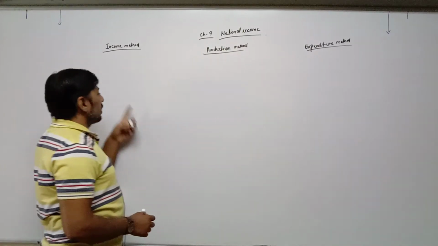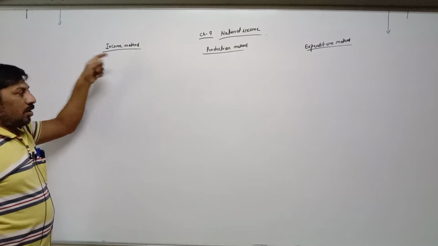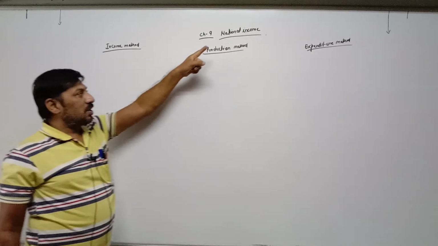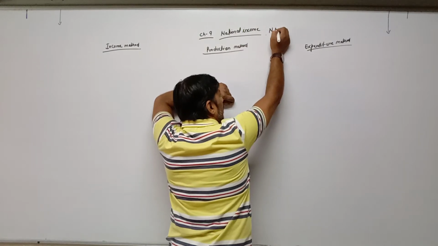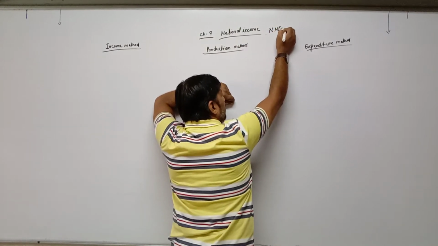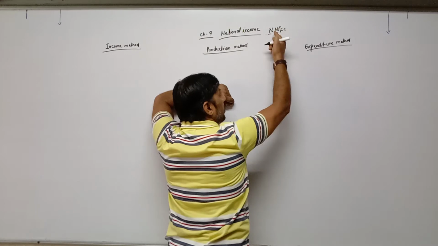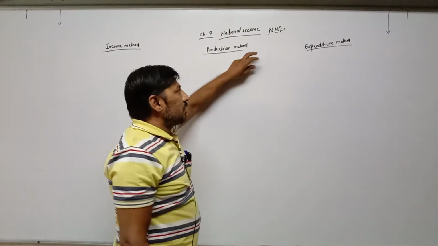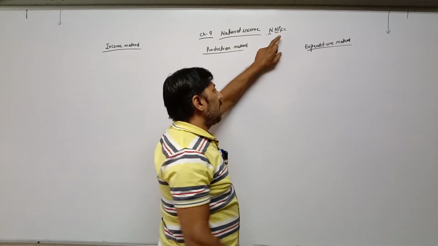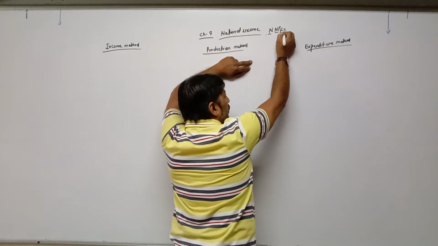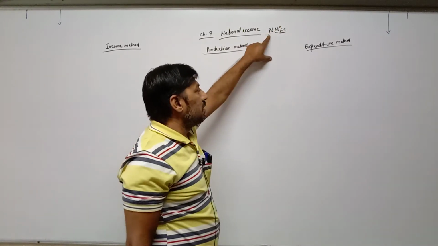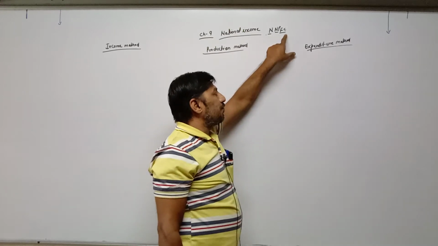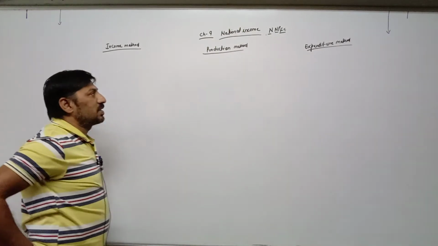Now first of all, the income method. What are the components of the income method for calculating national income? National income means NNPFC, net national product at factor cost. Net national product or national income, both are the same. So in NNPFC, three different terms are included: one is net, then national product, and then factor cost.